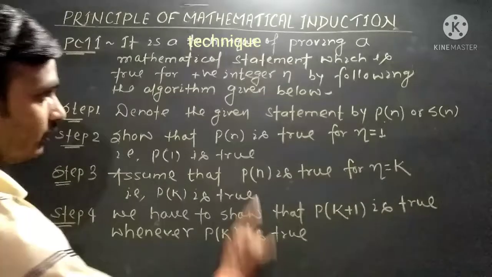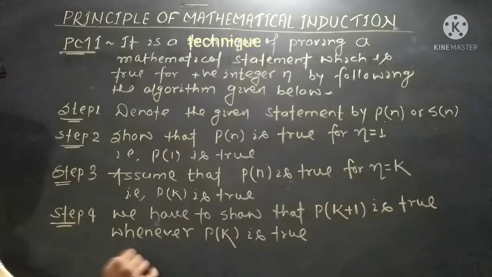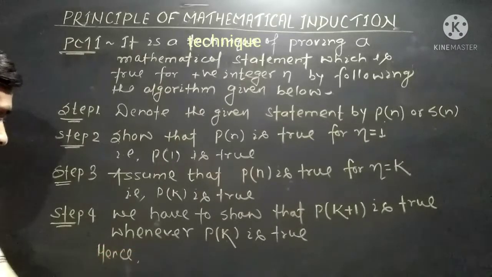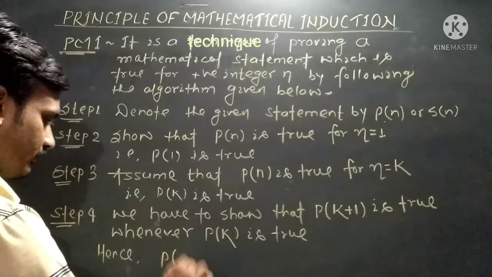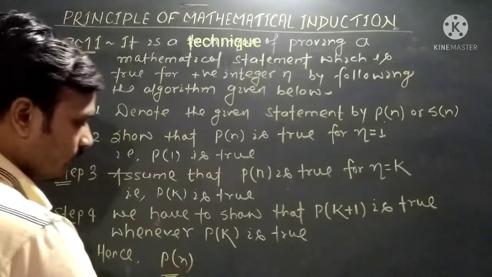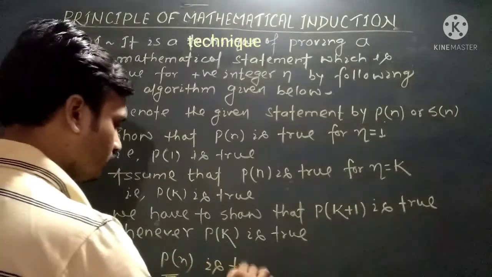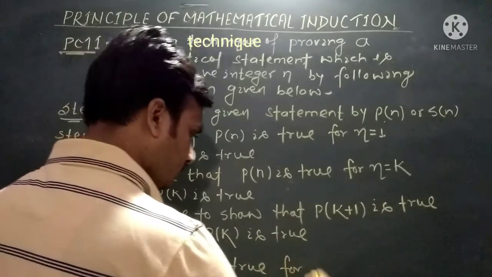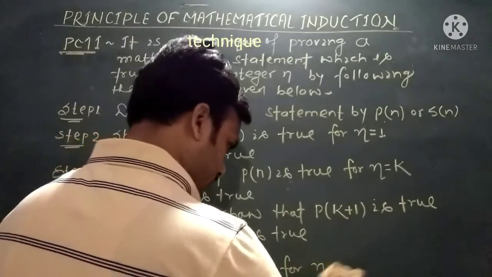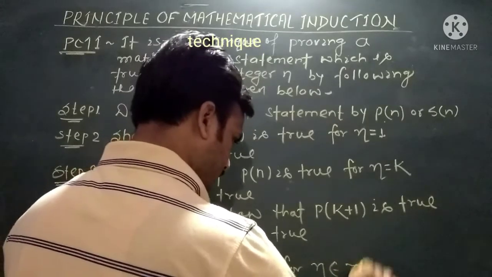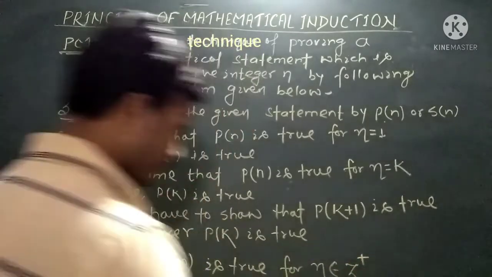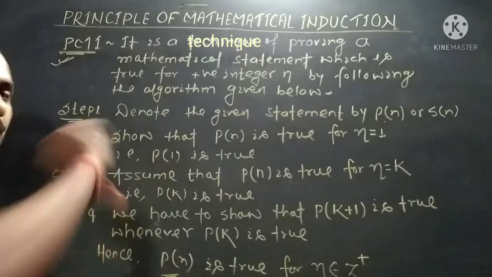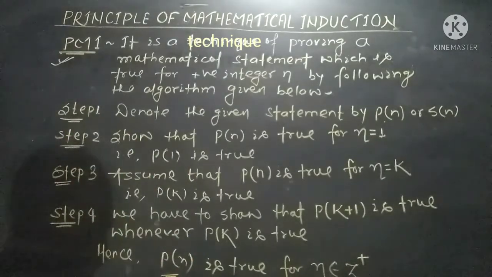So we can say Pn is true, hence we conclude that the mathematical statement Pn is true for n belongs to positive integers, by the principle of PMI.